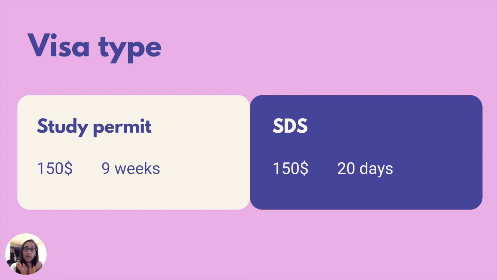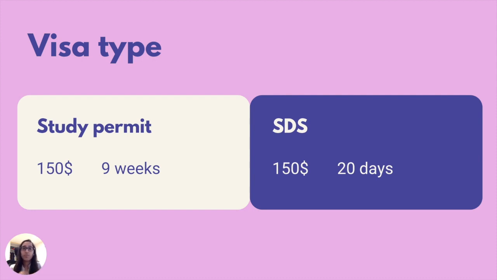So first, we need to decide what kind of visa type suits you best. The first generic type is the study permit. It takes about $150 to apply for this kind of visa and takes about 9 weeks for processing time. Please note that these processing times are updated, and I request you to go to the website and see the current processing time. The next visa type is Student Direct Stream, also known as SDS. The cost is the same, about $150, and the key here is that it only takes 20 calendar days to process this application.